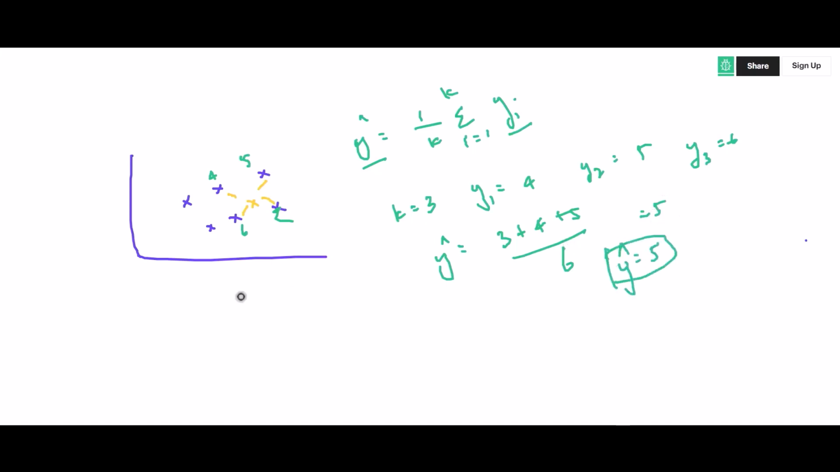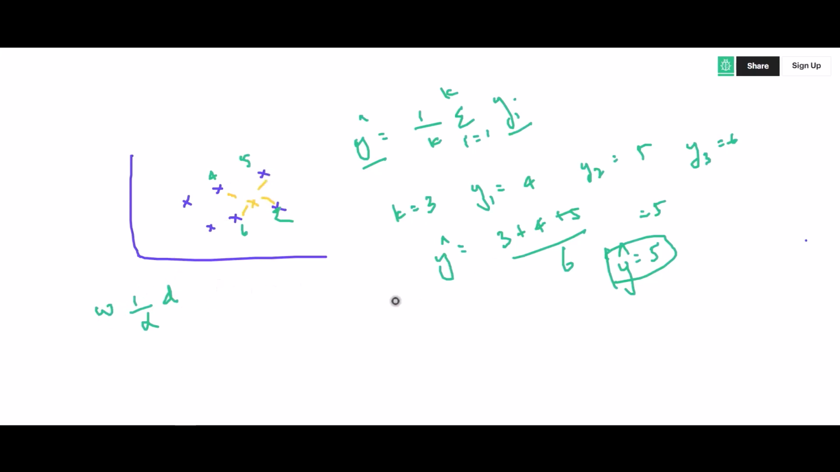We can also assign weights to the data points. In k nearest neighbor, we can assign weights in such a manner that the weight of a particular data point is inversely proportional to the distance between the data points. If the distance is more, we can assign less weight to the data point. If the distance between the query point and the data point is less, then we can assign more weight.